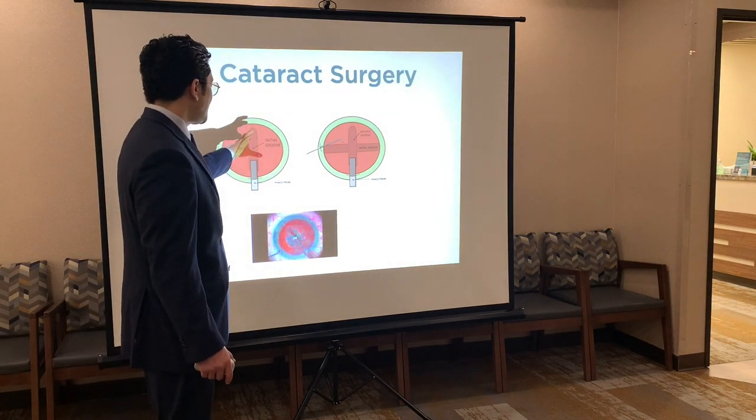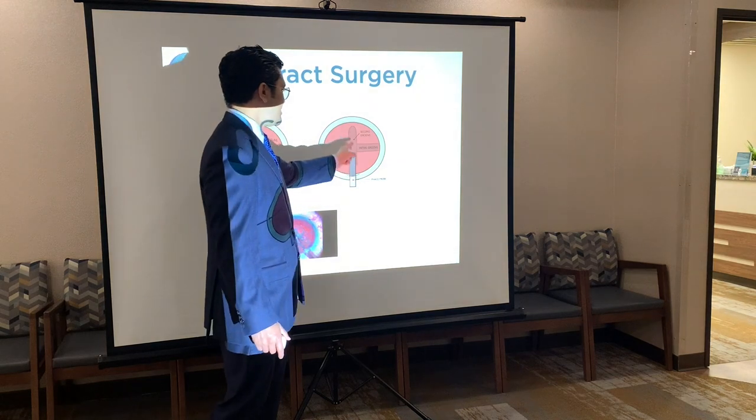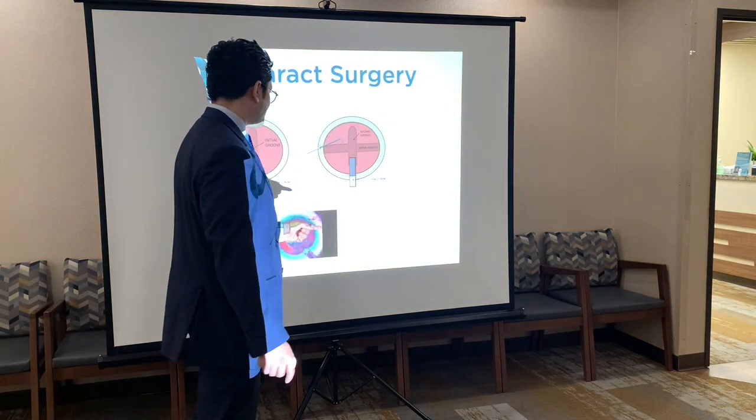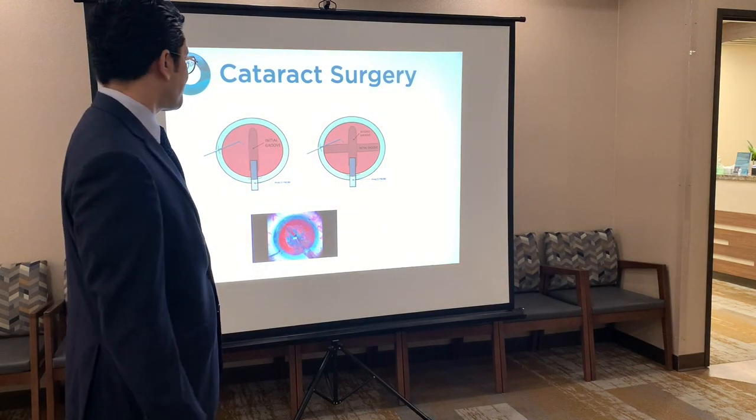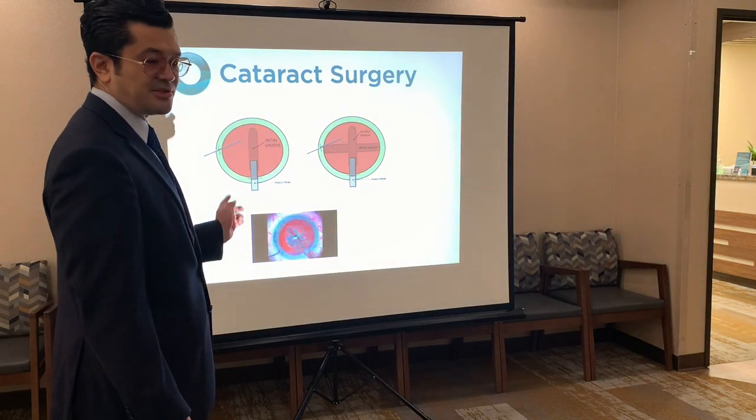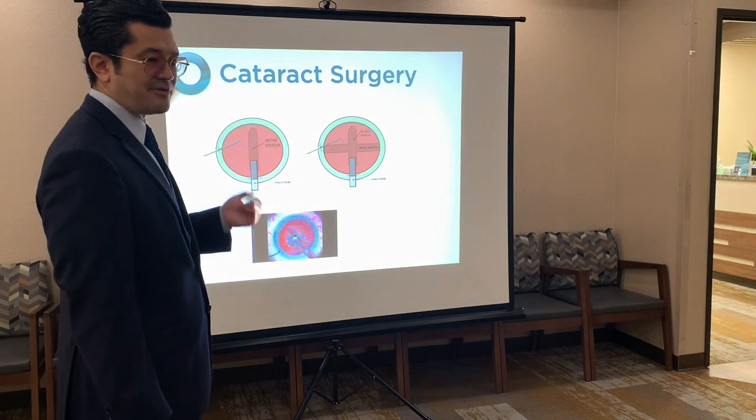And then we're going to rotate 90 degrees, and you're going to do it again. So now you have four segments, four pieces of the pie. And that's called the divide and conquer technique. That's probably what the majority of cataract surgeons do.